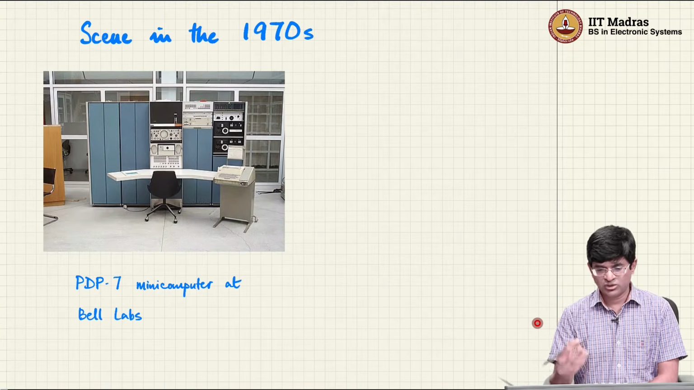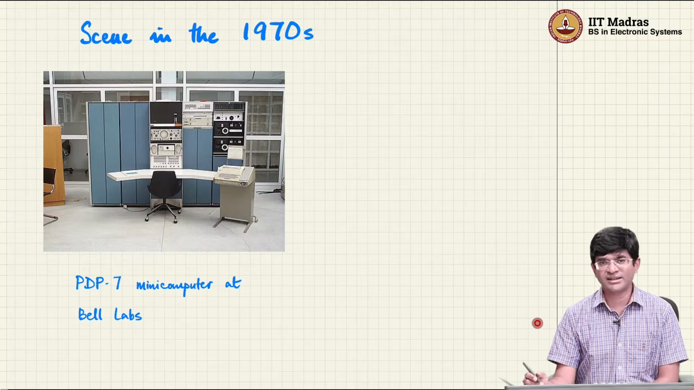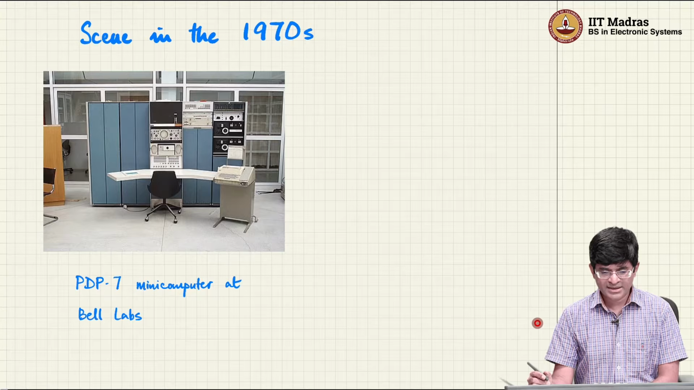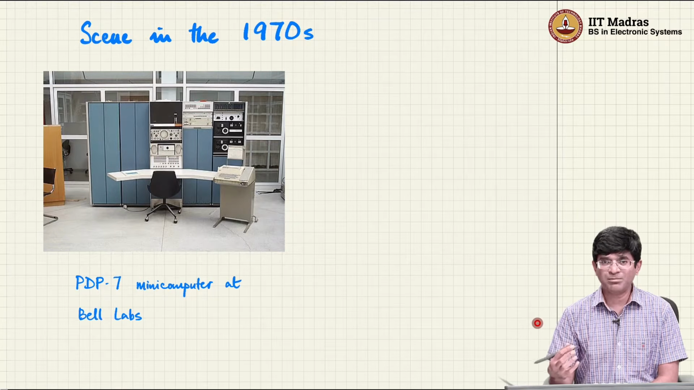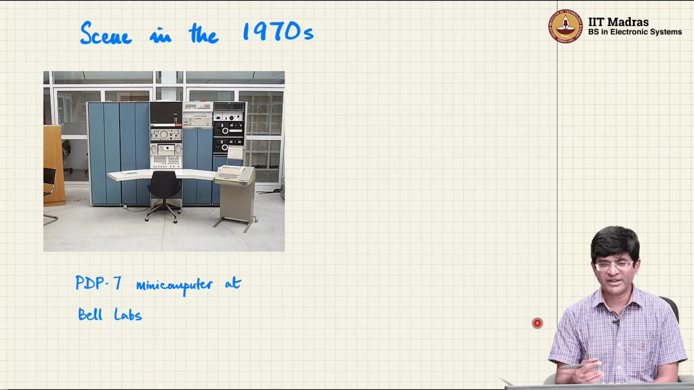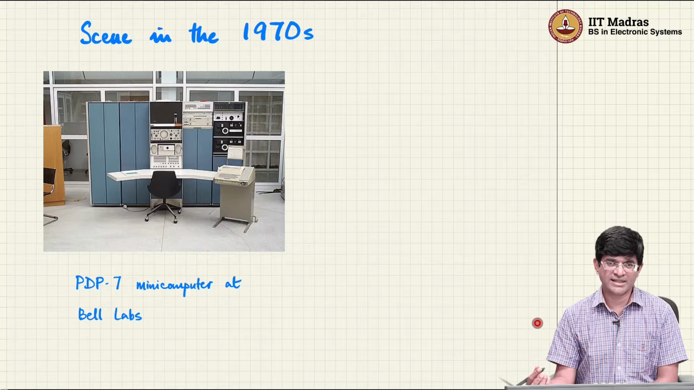So this is a picture from the 1970s. Well, not exactly, right? This computer existed in the 1970s, and this particular picture I've borrowed from Wikipedia, right? It's an image of a PDP-7 mini computer that was there at Bell Labs, right? So there are a number of interesting things out there. Of course, number one over here is that this picture is not directly from the 1970s. I believe this is actually from an attempt at restoring such a system. But this is what a computer looked like in the 1970s.